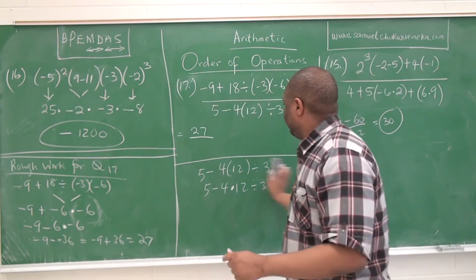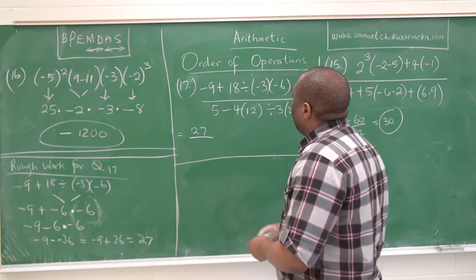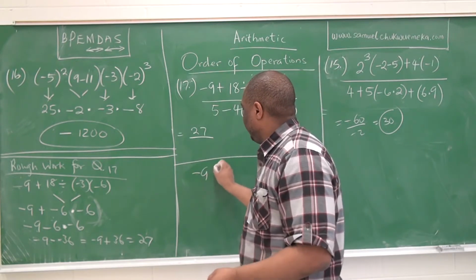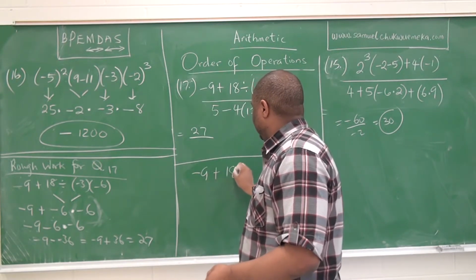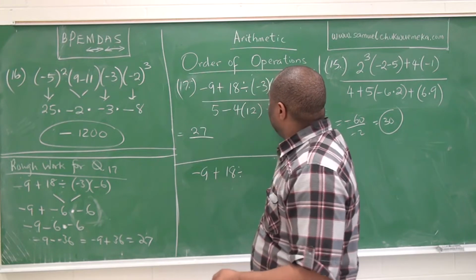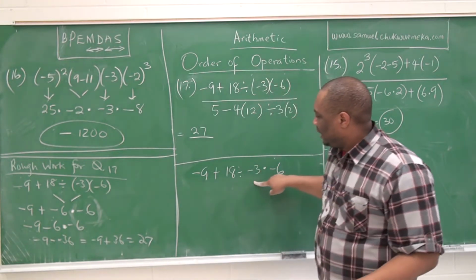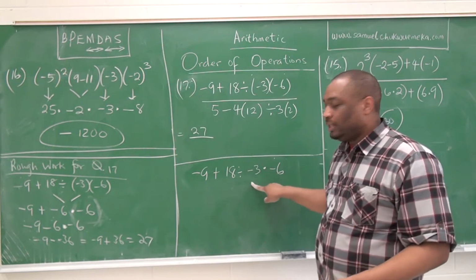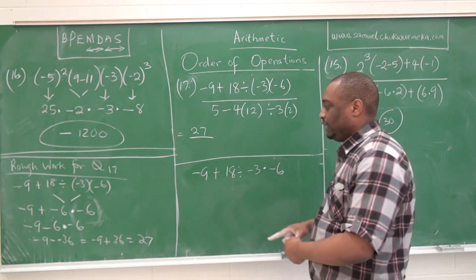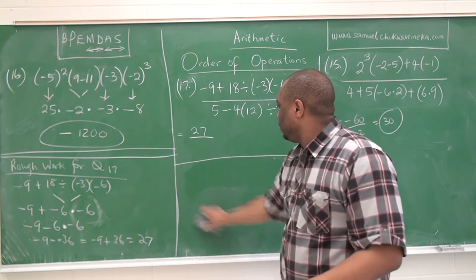This is what I mean here for the first one, so that you understand it very well. -9 plus 18 divided by, instead of writing this, just write -3 times -6. So you will know that the division will come first. The division comes first before the multiplication, and then you add. Okay.